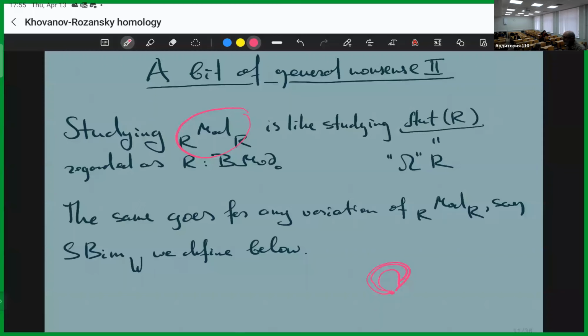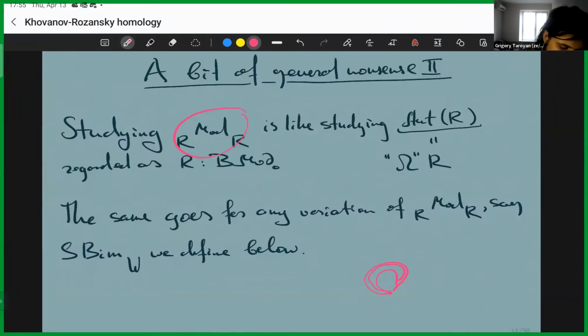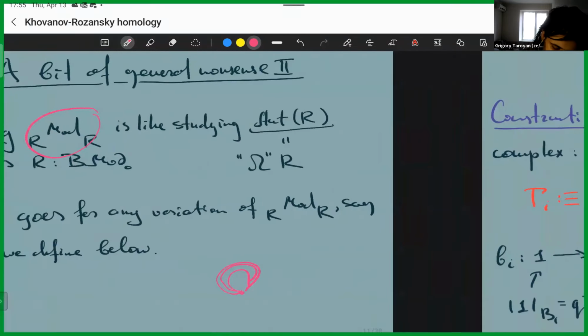The examples will be given, I hope. Yeah, I think they will be. Yes.